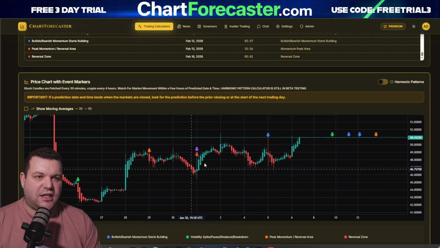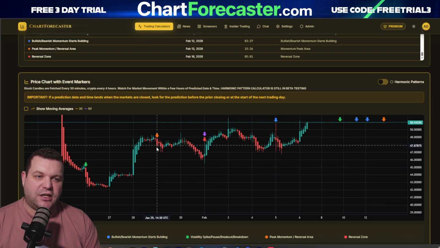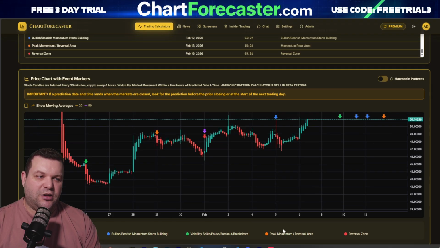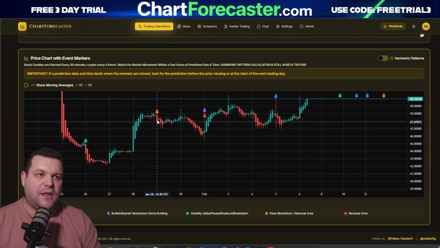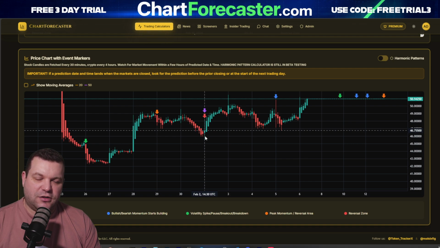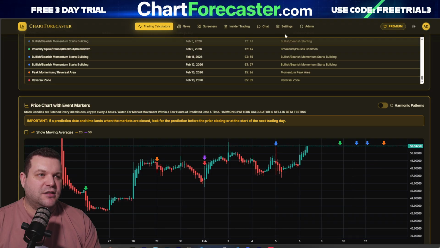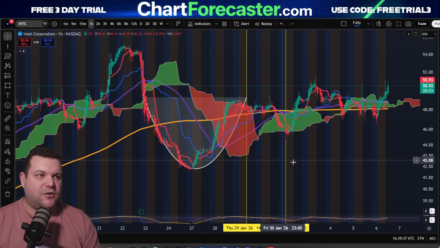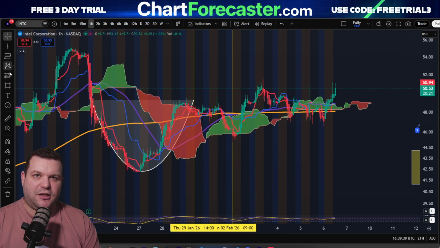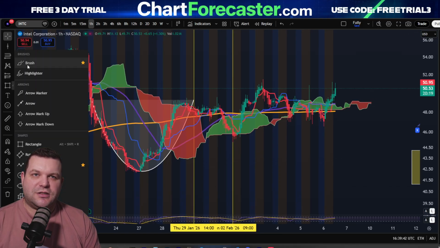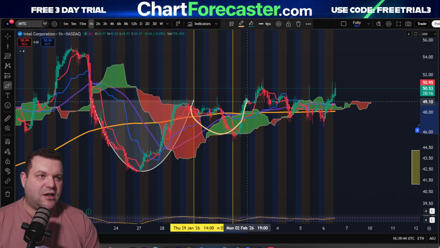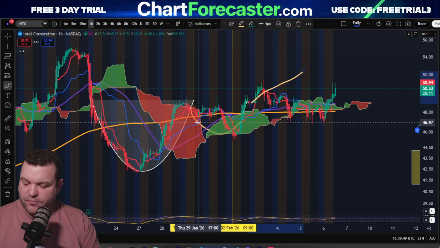So it was telling us back then that the 29th would be an area of peak momentum in a reversal area, which this was the peak momentum area. And then we had another thing to look forward to on February 2nd, which was a reversal zone of market lows or highs. And that is how we were able to figure out that maybe, just maybe, there's going to be a cup and handle that forms here, and we'll see the price kind of rip off a little bit more.